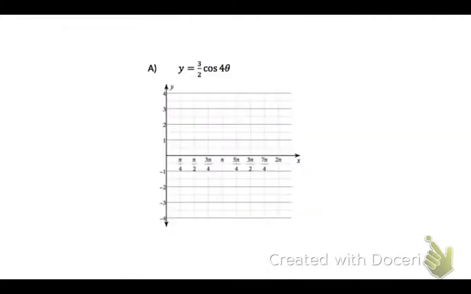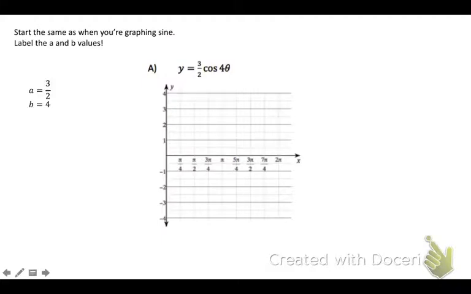Okay. Now let's get into actually graphing these. So always start by first labeling your A and your B values. So A is 3/2, B is 4. So the amplitude is 3/2, which is about 1.5 if you want the decimal. And the period is 2 pi over B, which is 2 pi over 4, which is pi over 2.